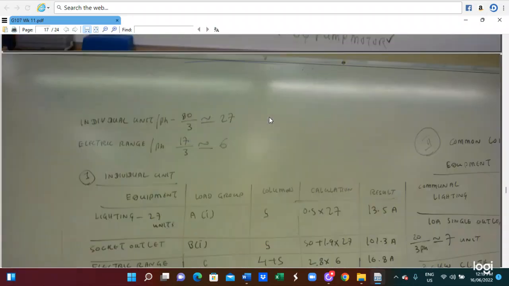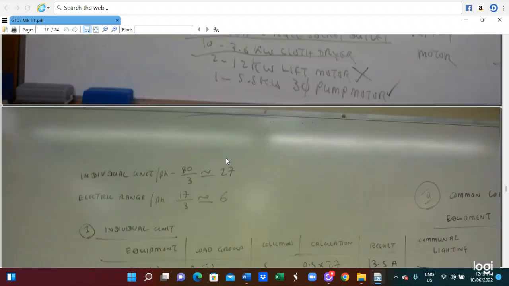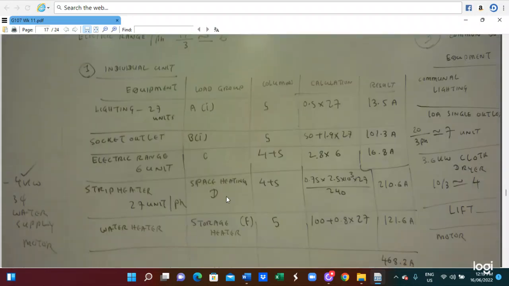So every phase individual unit per phase is 80 by 3. You got the 27. So in this case, all these lighting units are included in 27. Electric range per phase is 17 multiplied by 3, that's equal to 6. So the table has equipment, load group, column, calculation, and result. So individually you calculate. Lighting point 27 units, load group is A1. We use column 5.